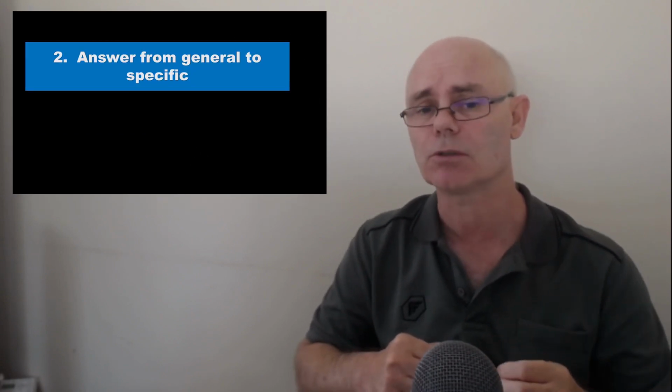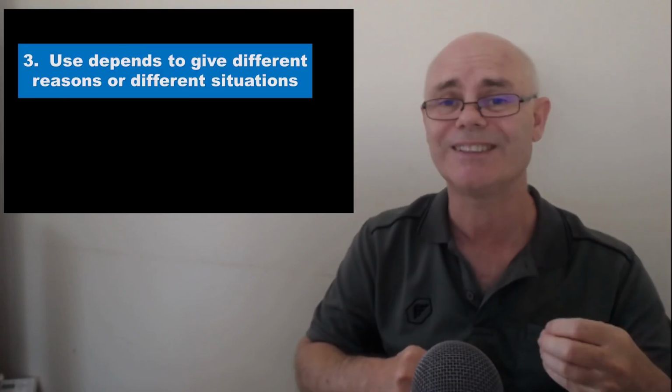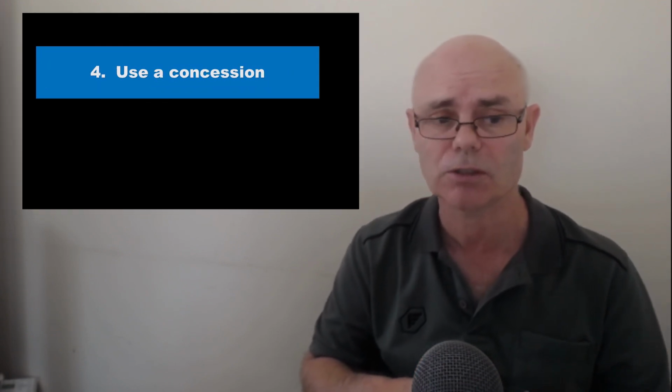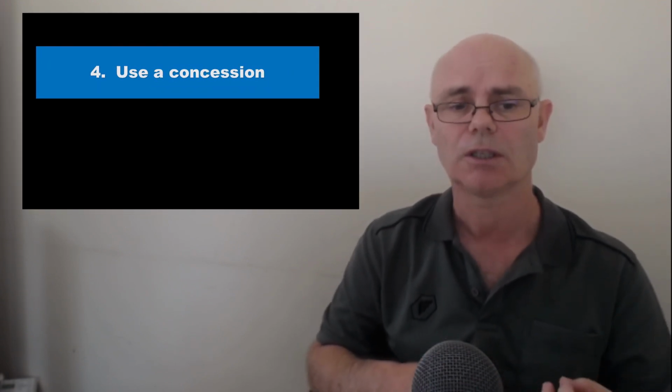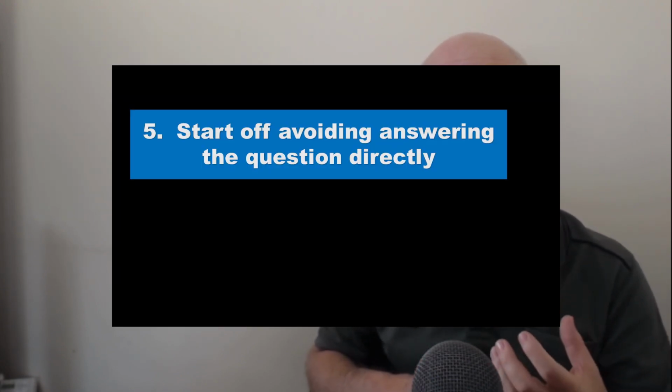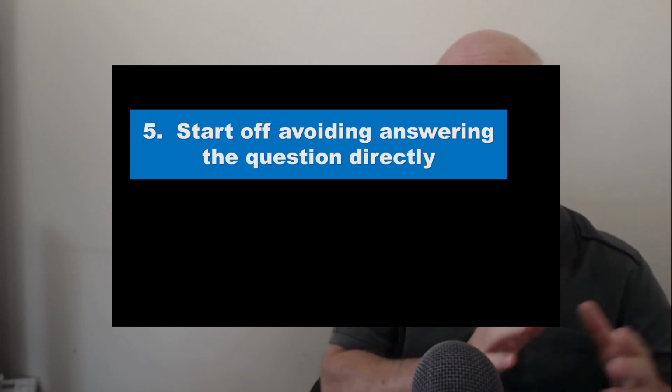Okay, so just quickly, the 5 strategies are: divide your answer into 2 or 3 main points, answer from general to specific, use depends to give different reasons or different situations, use a concession, start off avoiding answering the question directly, and avoiding or kind of stalling strategy. Okay, so let's have a look at the first of these.